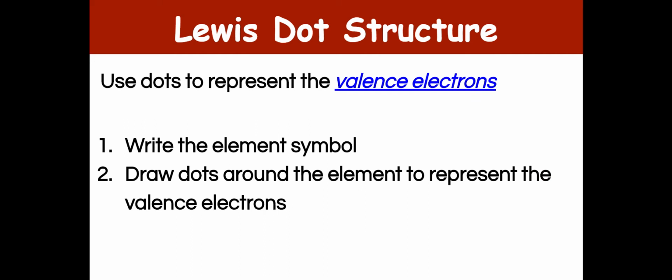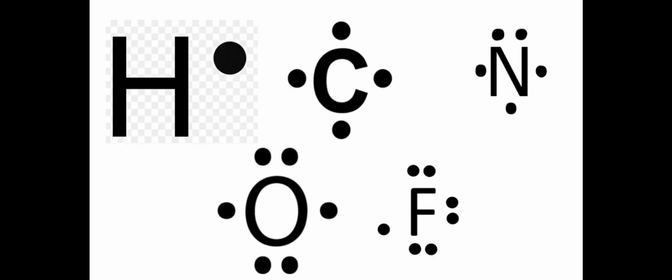Okay, so today we're going to learn a new concept. It's not that hard to draw. I'm going to explain. It's called a Lewis dot structure. A Lewis dot structure is a structure to represent the valence electrons around the element symbol. This concept was first proposed by Mr. Lewis, so we call it Lewis dot structure. Okay, first you write the element symbol, and then you just draw the dots around the element to represent the valence electrons. I'm going to show you how to do that.